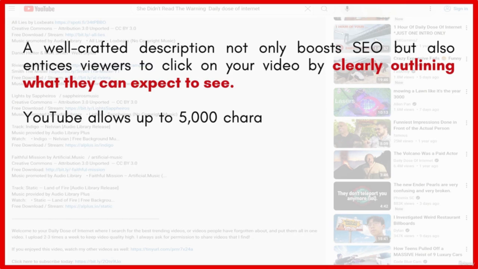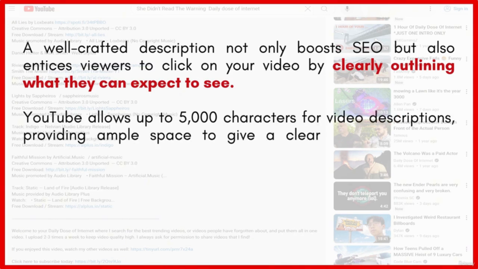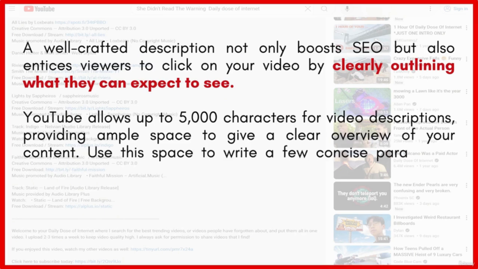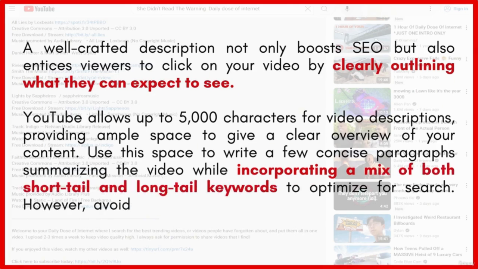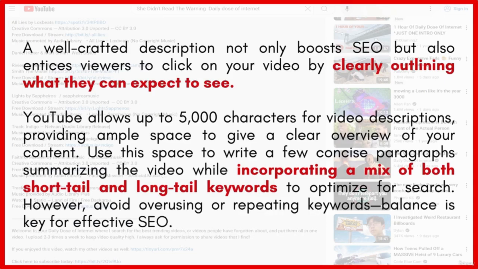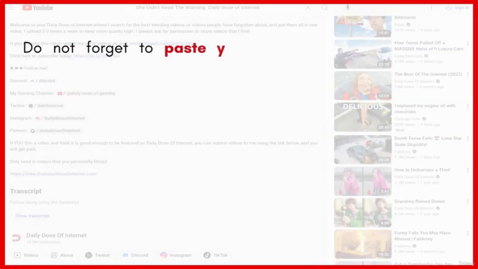YouTube allows up to 5,000 characters for video descriptions, providing ample space to give a clear overview of your content. Use this space to write a few concise paragraphs summarizing the video while incorporating a mix of both short-tail and long-tail keywords to optimize for search. However, avoid overusing or repeating keywords. Balance is key for effective SEO. Do not forget to paste your video title in the video description also.